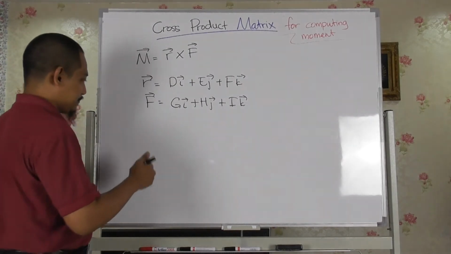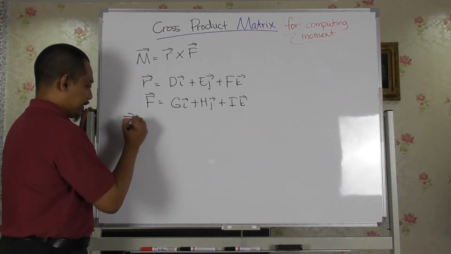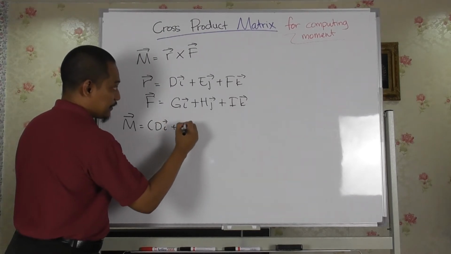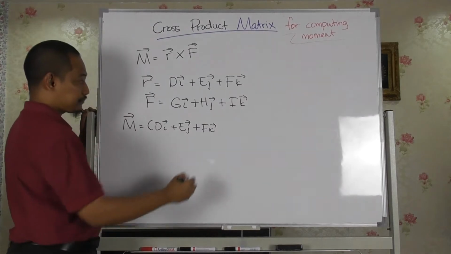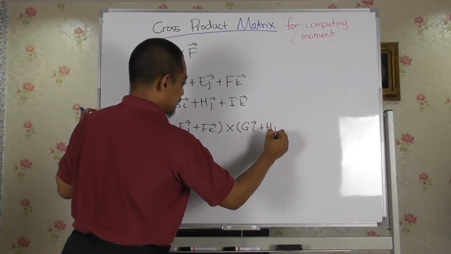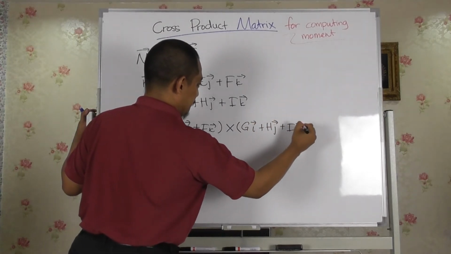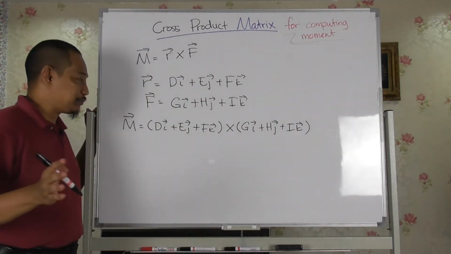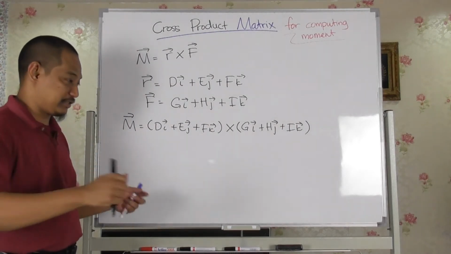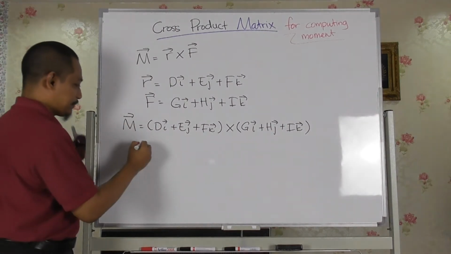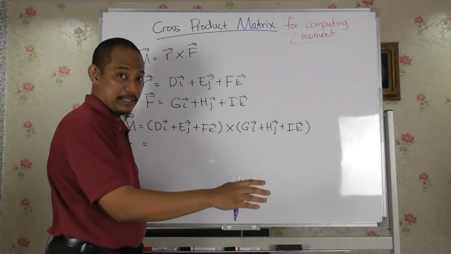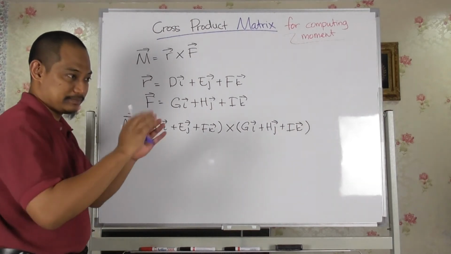it will mean that if you write back M equal to R cross F, it is basically d i plus e j plus f k cross with g i plus h j plus i k. Obviously, normally we do not do this because it's going to be long, but we will illustrate it regardless to make a point. So what we do is this cross with this, and then this cross with this, and this cross with this, onwards until the end. So we'll get nine multiplications.